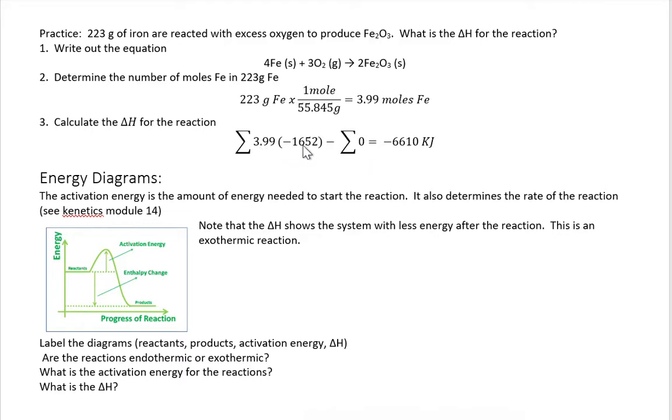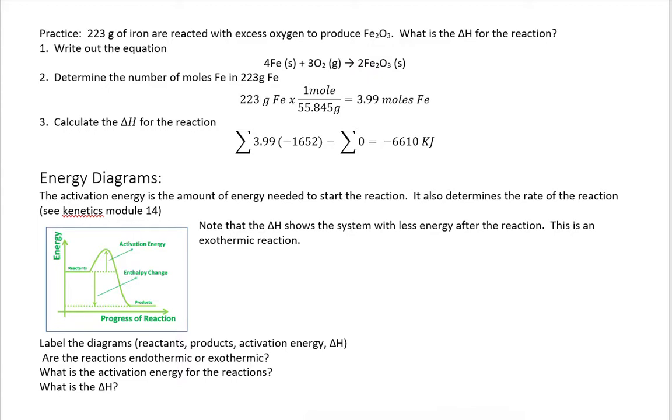So 3.99 times negative 1652, subtract from that 0, and that's going to give me negative 6,610 kilojoules. So we have calculated the delta H of iron reacting with oxygen to produce iron oxide.